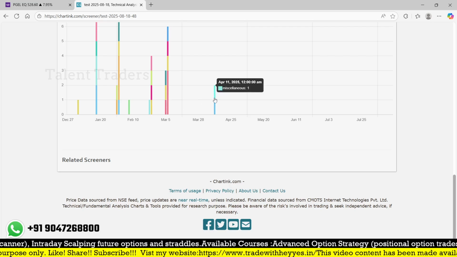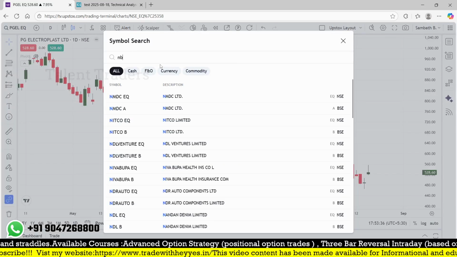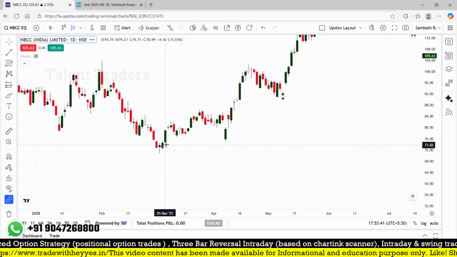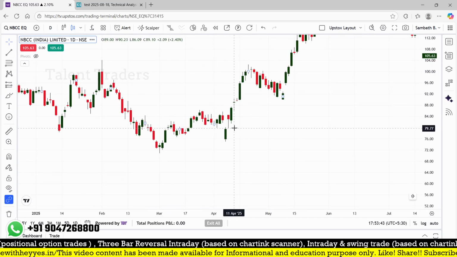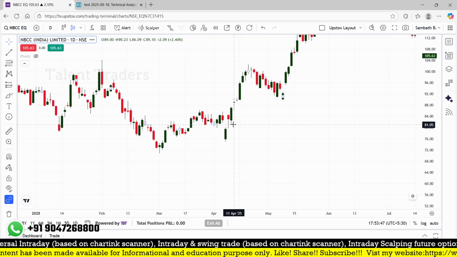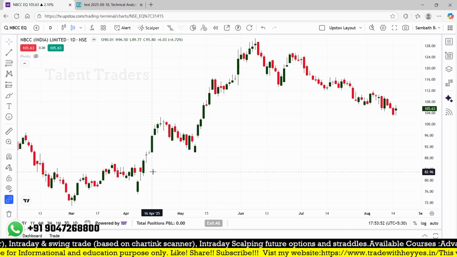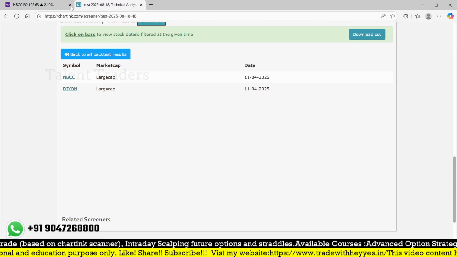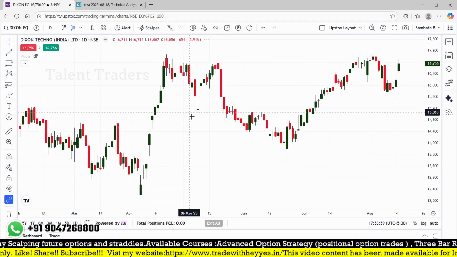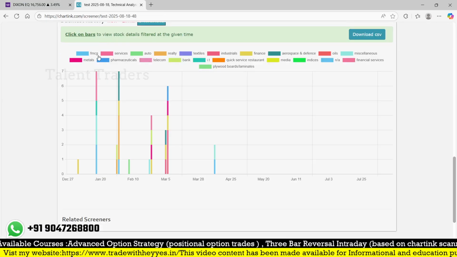Very few number of stocks are happening. 11th April, Dixon and NBCC, 11 April. So maybe here. So this is the point where it is happening at the lowest level, and after that it is giving you such a good movement from the lower level. This kind of pattern forms. And Dixon, so this may be useful for swing logic. Dixon, where it forms at this point, after that it is giving you such a good movement.